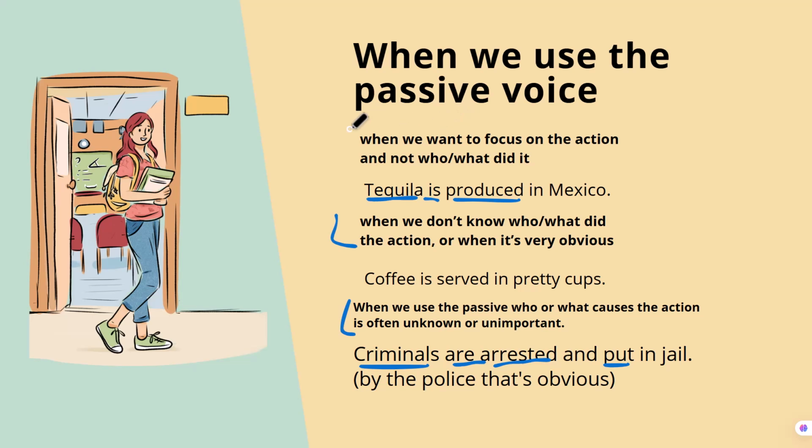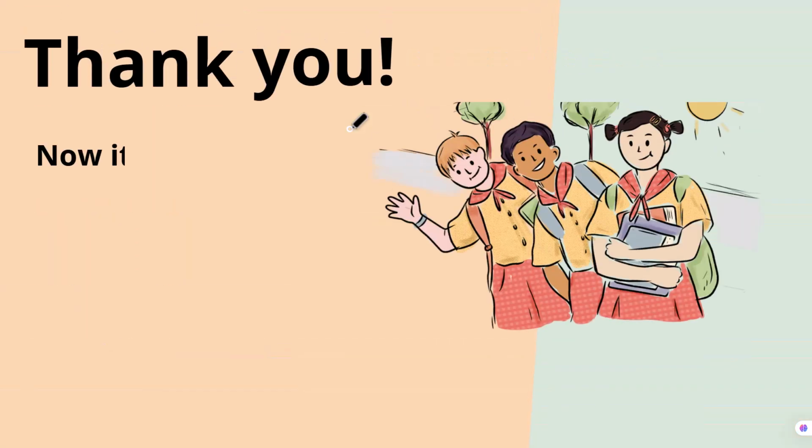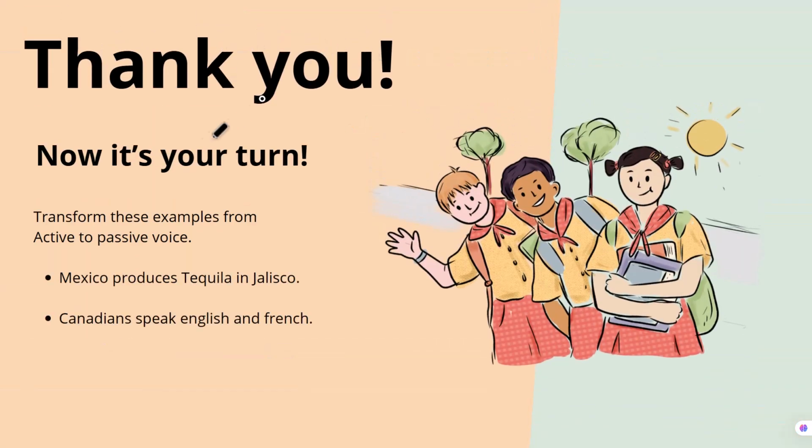Great, let's continue. Okay, so thank you so much for your attention, and now it's your turn. Transform these examples from active to passive voice. Example number one: Mexico produces tequila in Jalisco. Example two: Canadians speak English and French. If you pay attention to the grammar, you will know how to change this from active to passive. If not, of course, you can rewind the video and go back to the grammar explanation.